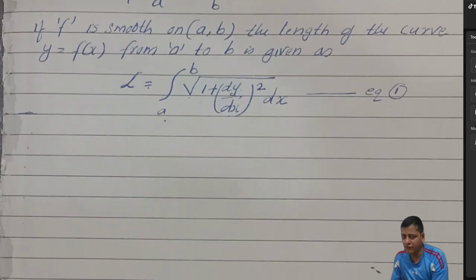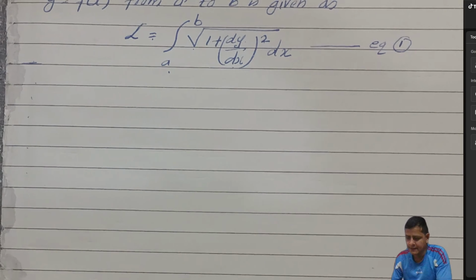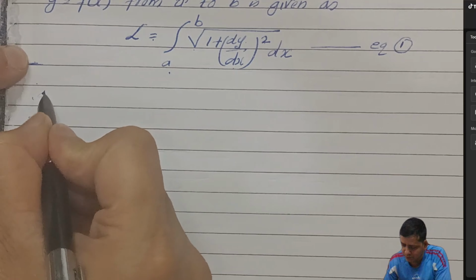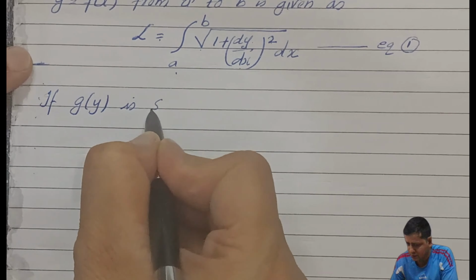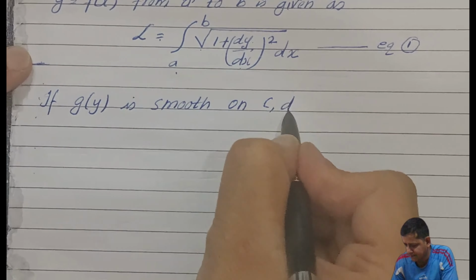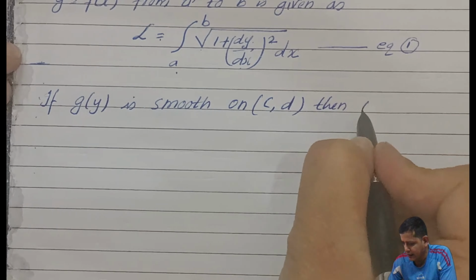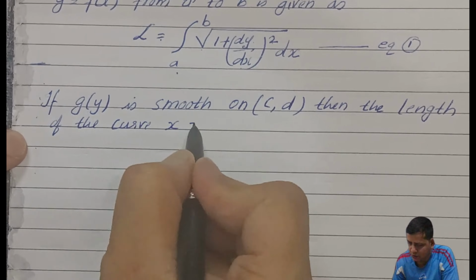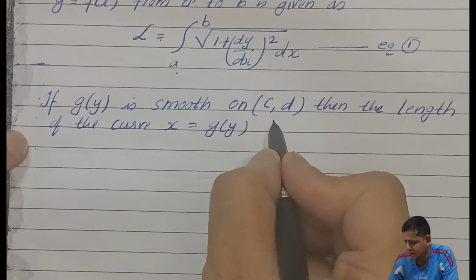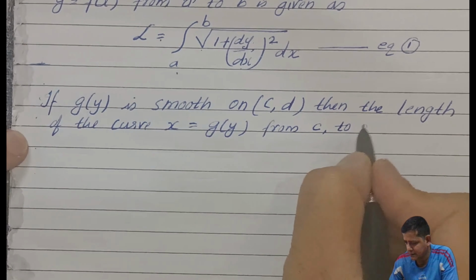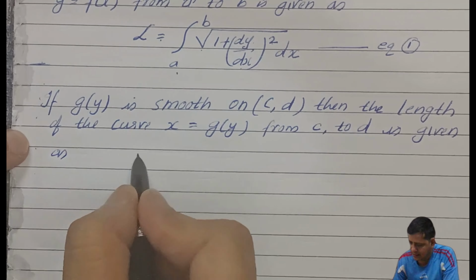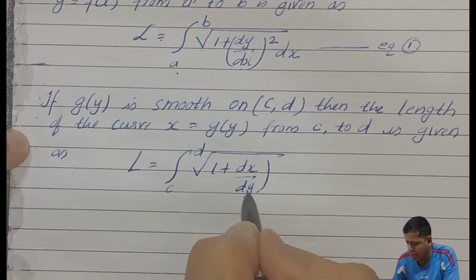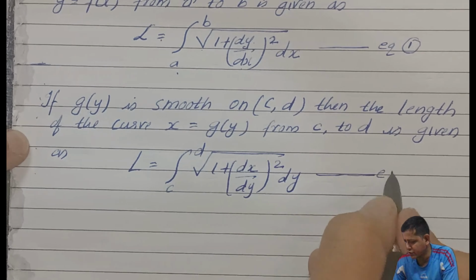Now let's go on checking further what can be done. If x = g(y) is smooth on [c, d], then the length of the curve x = g(y) from c to d is given as L equals the integral from c to d of the square root of 1 plus (dx/dy) squared, dy. So I think this is equation 2.